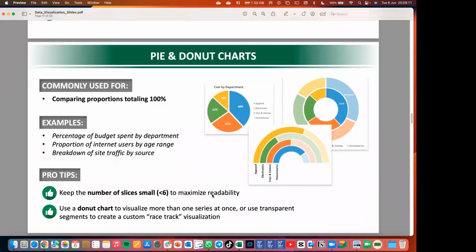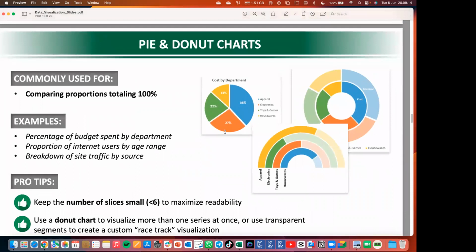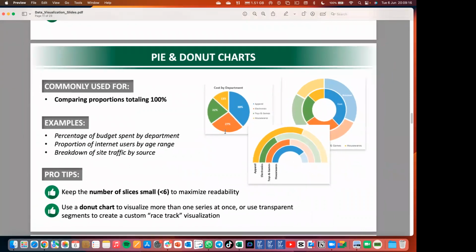Let's look at our friend pie charts and donut charts. Everyone who has used Excel has somewhere picked a pie chart or a donut chart. So how do we use the donut chart? Comparing proportions totaling to 100%. If you are doing anything that is not totaling 100%, then don't use pie charts. So as I've already said, you also don't go for more than 6.